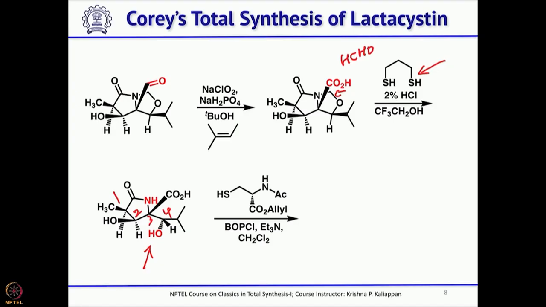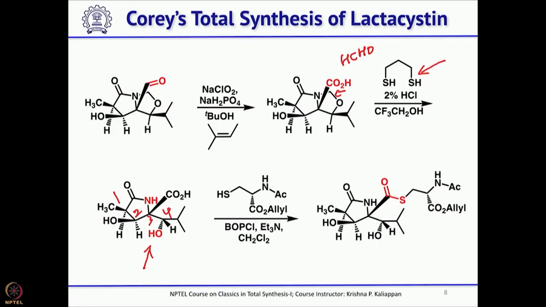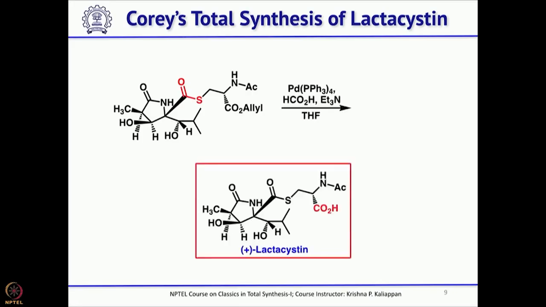So that you can do from cysteine. Okay. The cysteine N is protected as acetate, and then the carboxylic acid is protected as allyl ester. Okay. So now you couple this with the carboxylic acid, so you get the corresponding thioester. Okay. So what is left? You have to remove the allyl group. Okay. So how do you remove the allyl group? Palladium catalyst. So if you treat with tetrakis(triphenylphosphine)palladium in the presence of formic acid, you get lactacystin.